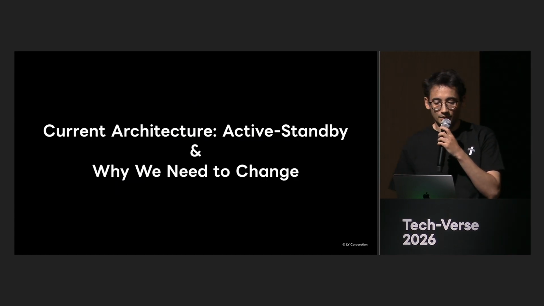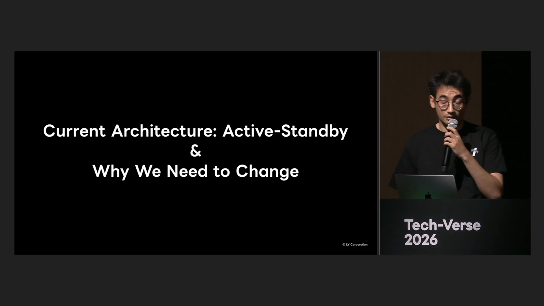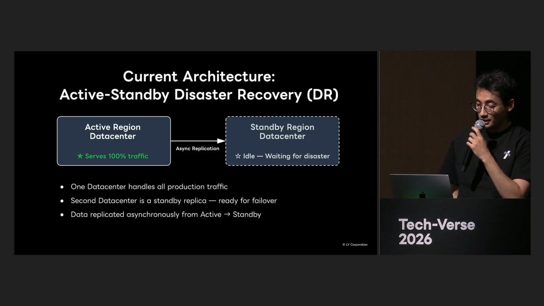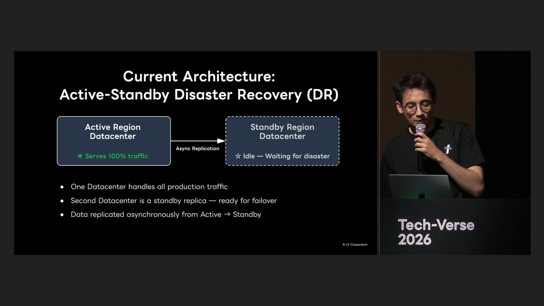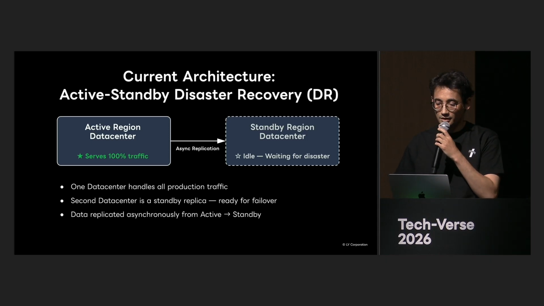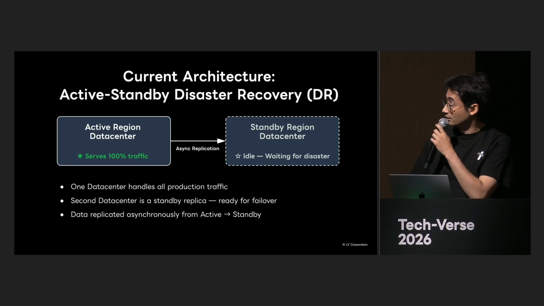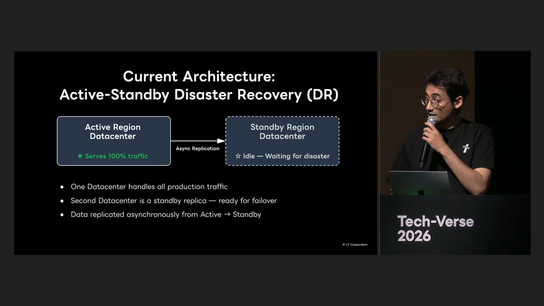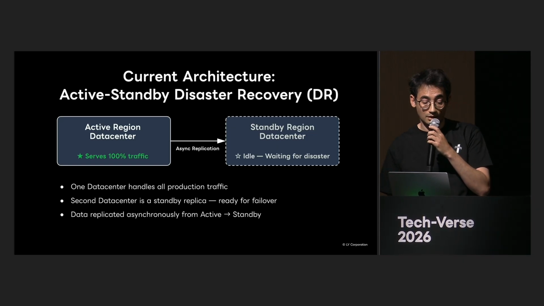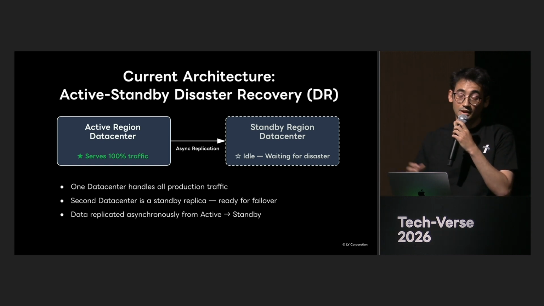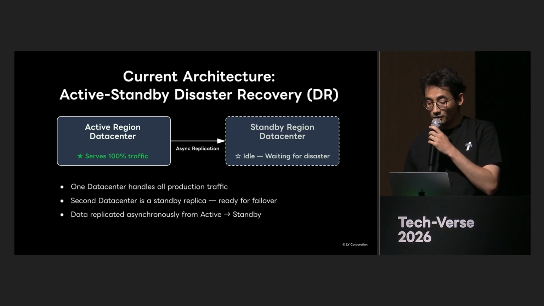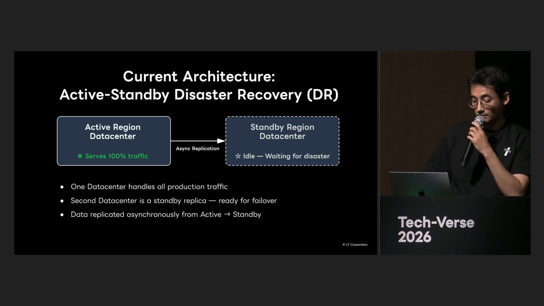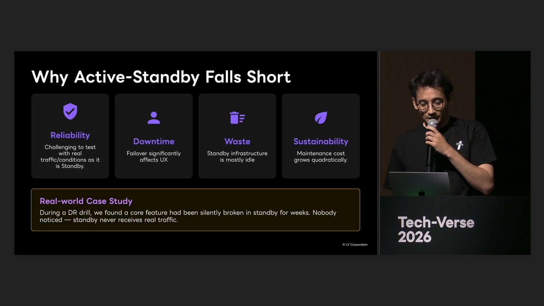First, let me explain about the active standby architecture and what are the limitations that we are facing. Our current disaster recovery model is a classic active standby setup. So one data center handles all the traffic. Data is replicated asynchronously to the standby data center, holding a whole copy of the data. If the data center goes down, all the traffic is switched to the standby. This is a very simple approach, and it has worked for us for many years. But this model has serious limitations.